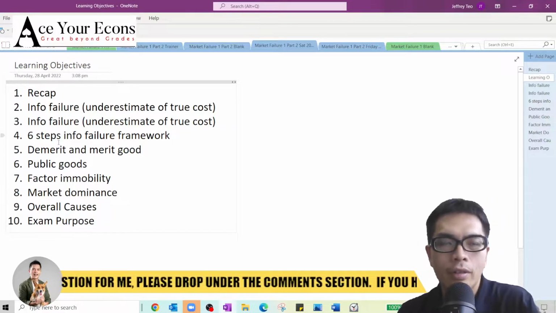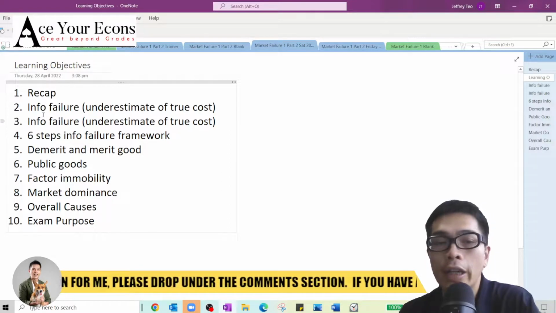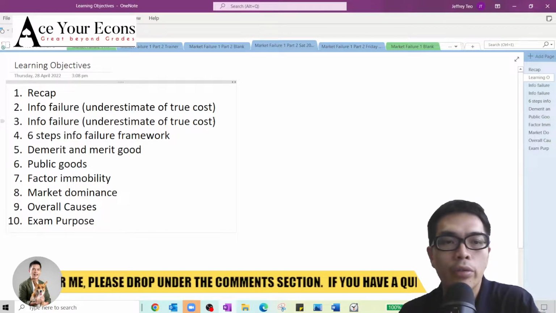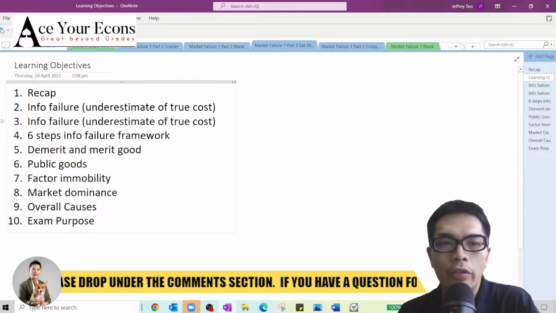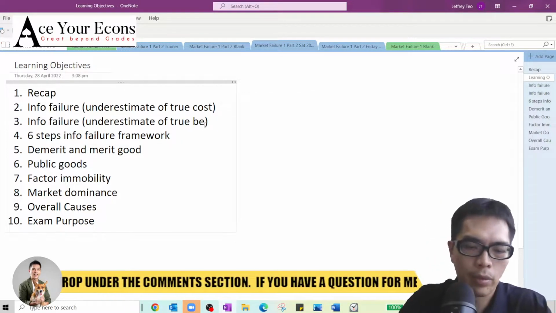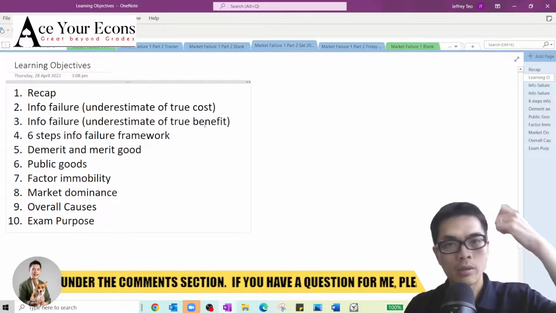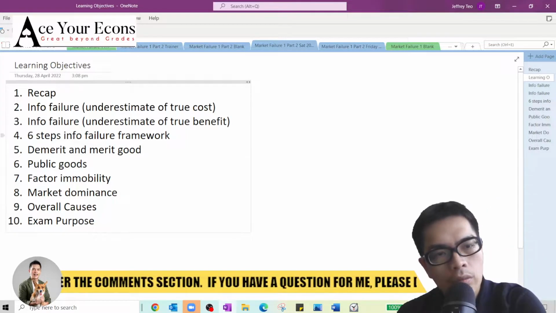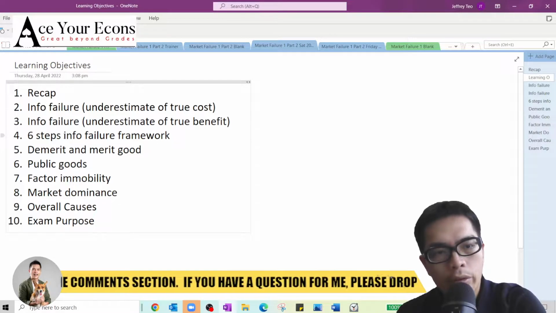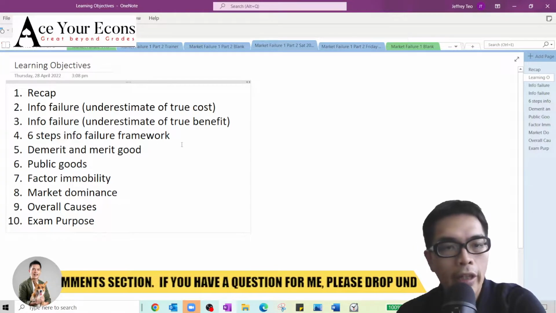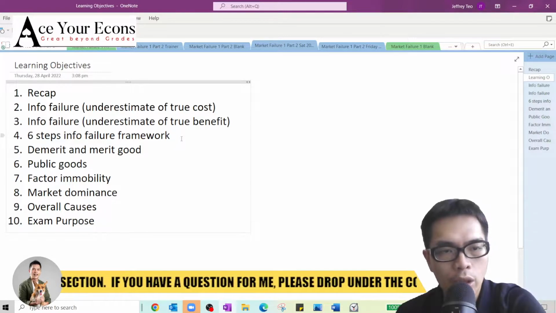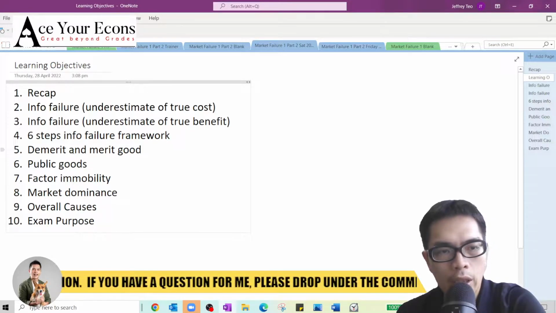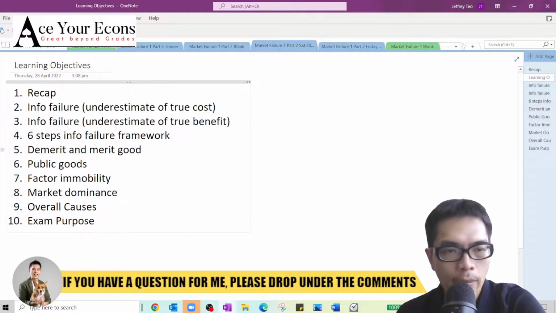So things that we need to know today. Info failure, underestimation of true cost. Info failure, underestimation of true benefit. I'm so sorry, I'm not sure why there is a typo here. And I will start to introduce you the 6-step info failure framework, with a slight modification from our externality framework. And I will introduce you the concept of demerit and merit good.